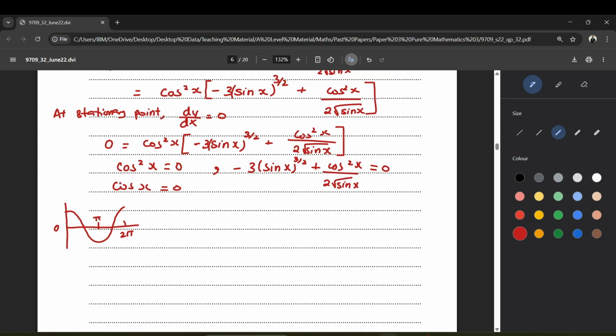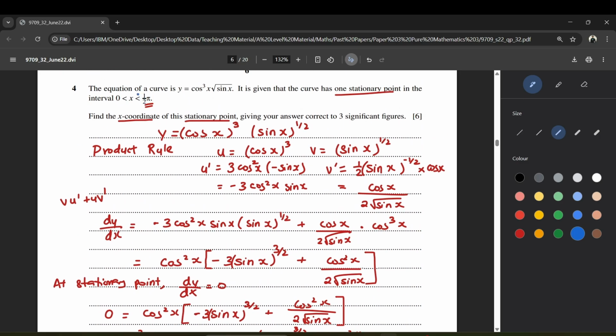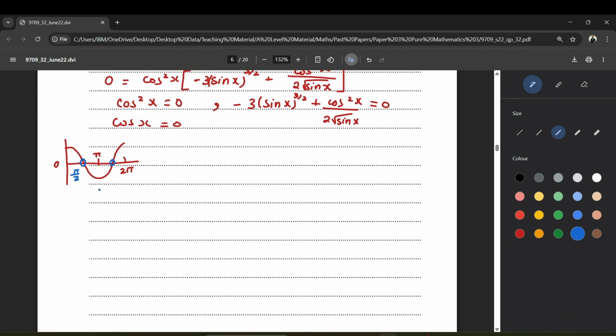So we need to find where cos x is equal to 0. So cos x is equal to 0 over here and over here. This point is pi upon 2 and this point is 3 pi upon 2, but we're not interested in this because our range is between 0 and pi upon 2. But you can see clearly that pi upon 2 is not inclusive. It is not included in the inequality. So therefore, we know that x is equal to pi upon 2, but this is out of range. All right, so that's why we have to reject this value.